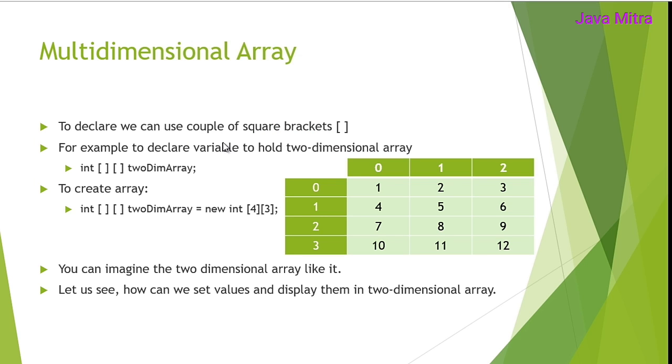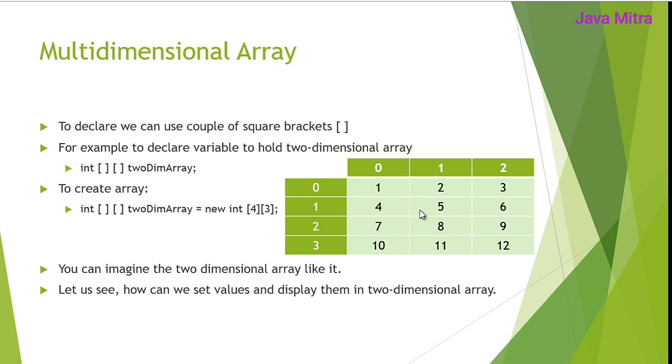Multidimensional array can be created with the help of multiple opening closing square brackets. To create a two-dimensional array, we can write data type, opening closing square brackets, and the name. This is the way to declare a two-dimensional array. But to create an object of array, we need the new operator, then data type, and then the size of the first dimension and the second dimension.